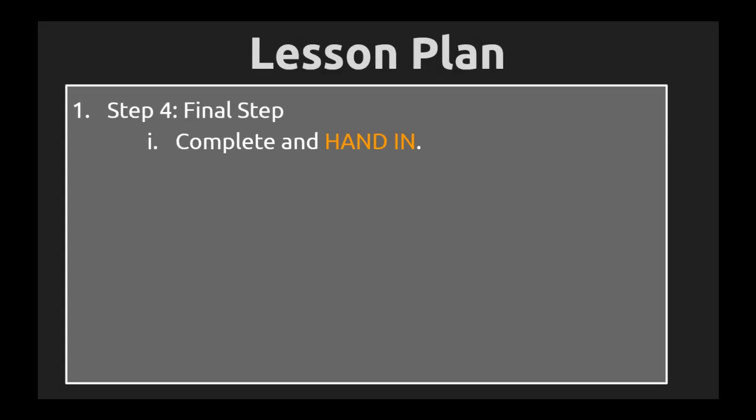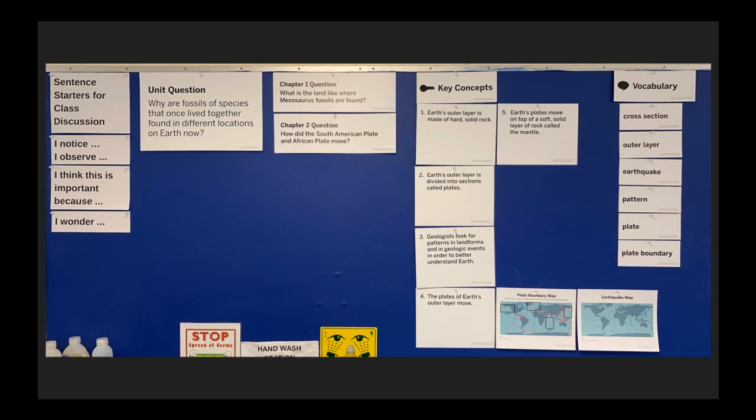And we want to hand in the final step as well. And so that is our lesson. The wall hasn't changed since we keep revisiting the same article, and that takes us through 2.2.